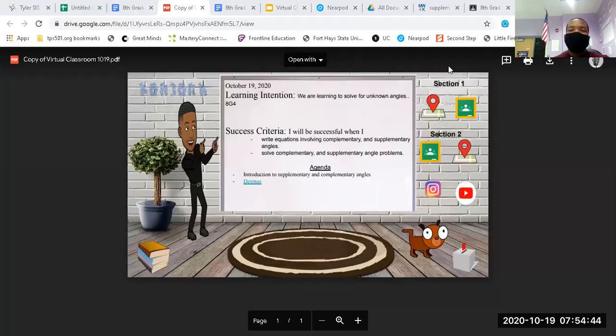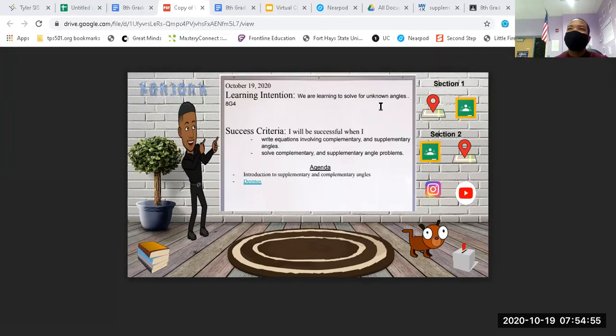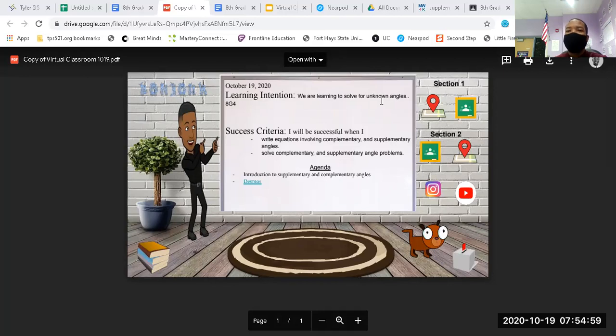All right, so for today, we're going to be looking at two different angles. We've already introduced it. However, we're going to put some mathematical names to it. We've been looking at exterior angles, interior angles, vertical angles. But today, we're going to be looking at two different types of angles.